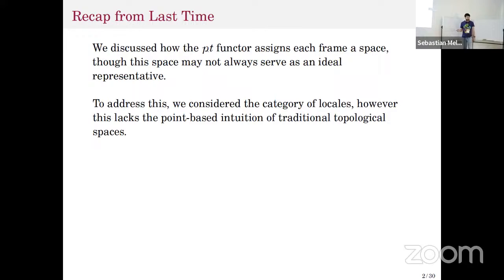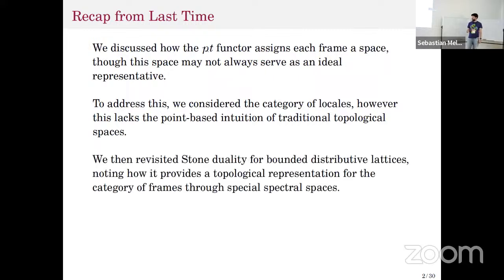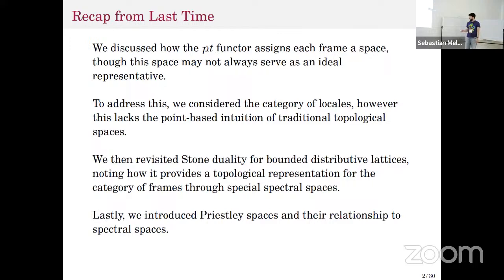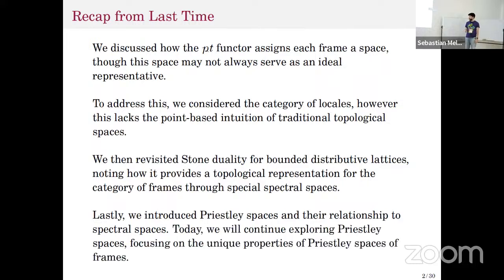So one alternative that I mentioned is you can look at the category of locales, consider that your representation of a frame as kind of space-like object, but locales don't really have a point-based intuition like topological spaces. So for that purpose, I introduced Stone duality for bounded distributive lattices, because that can be restricted to the category of frames, and you get some kind of spectral spaces that represent frames, and you have a faithful or good representative for each frame. But that is not the framework I want to work in. I want to work with the category of Priestley spaces. That's where we ended last time. I want to continue talking about Priestley spaces and really focus on the properties that Priestley spaces of frames possess.